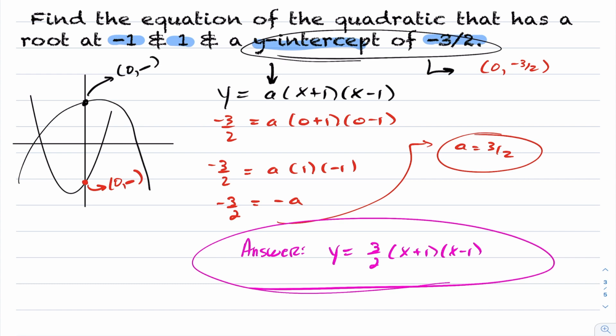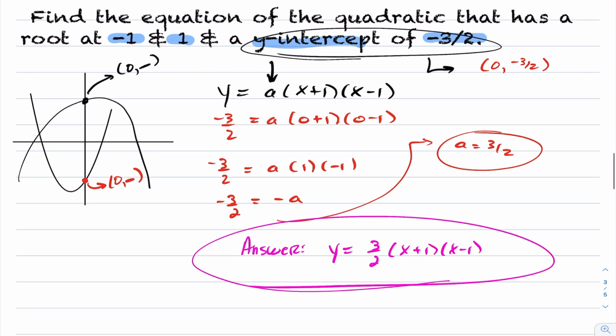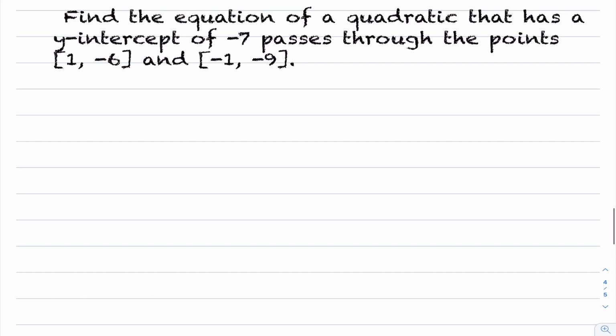Okay, so this is an example of a quadratic given roots and a y-intercept, which is really just giving you a point, and that was the key to this question here. All right, let's take a look at another. So in this question here, they want you to find the equation of a quadratic that has a y-intercept of -7 and passes through these 2 points.